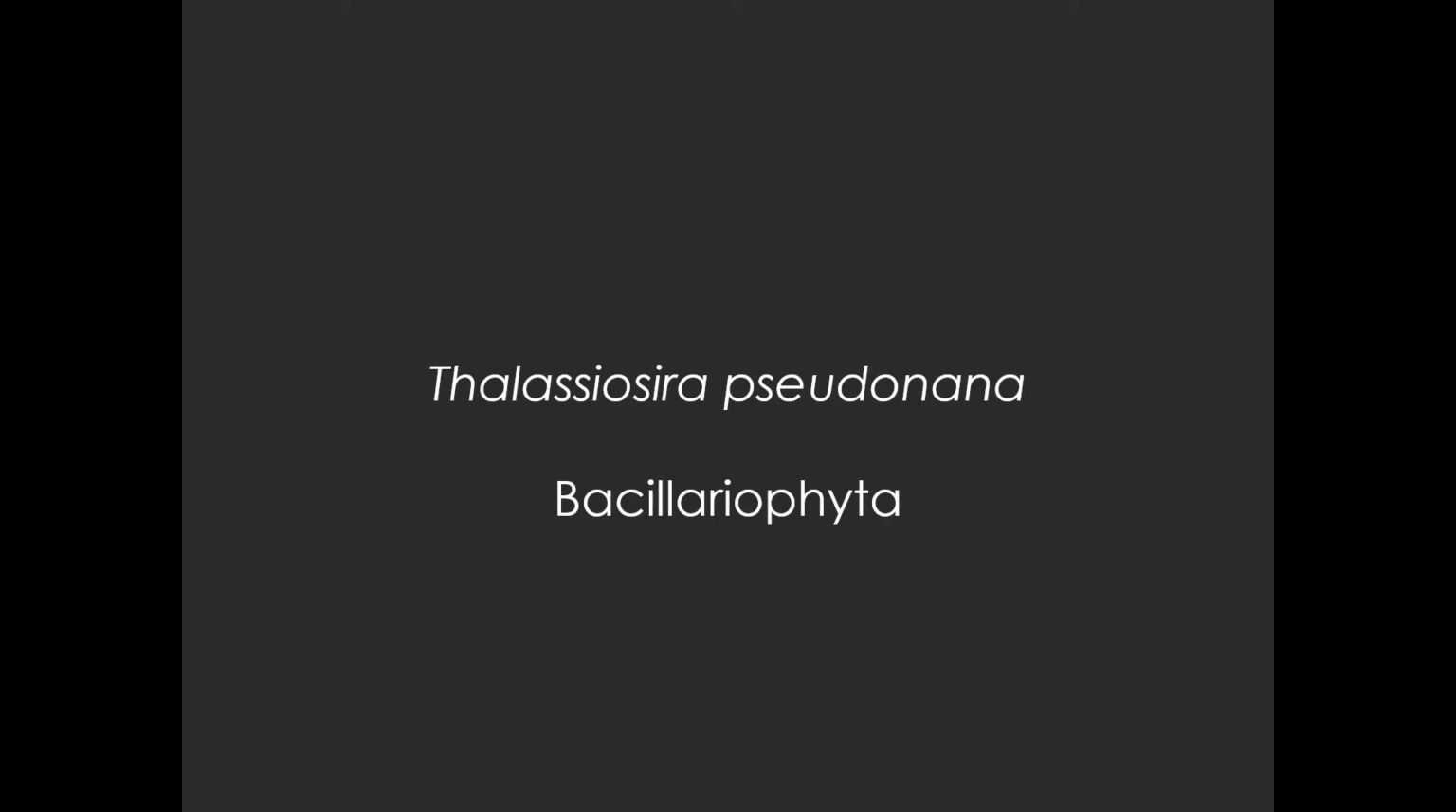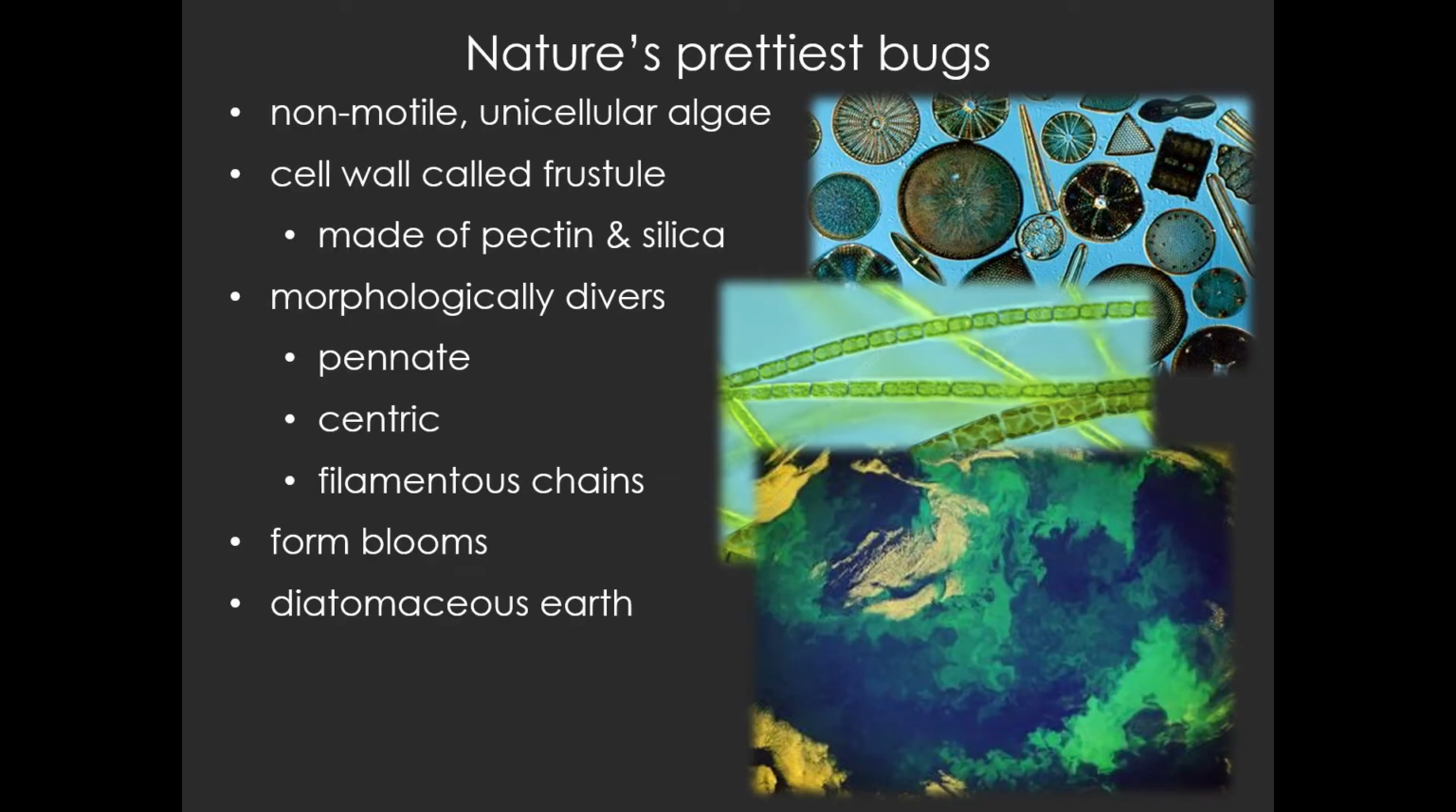Next up, Thalassiosira pseudonana, a member of the Prokaryotic, which, as you can see from these pictures, are very pretty. Prokaryotic are diatoms, and they are non-motile unicellular algae which come in all kinds of shapes and sizes, and all of them have in common that they are surrounded by a cell wall called a frustule, which is made of pectin and silica, so it's very glass-like, and that's what you're seeing in that top picture there.